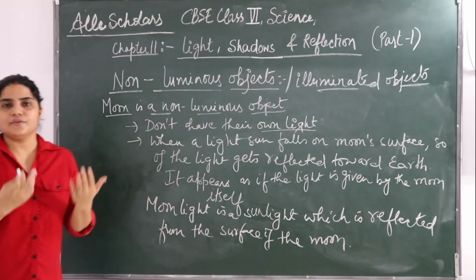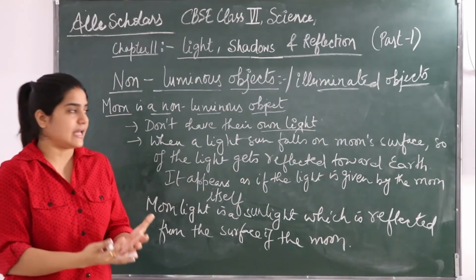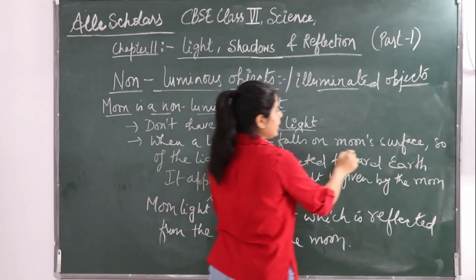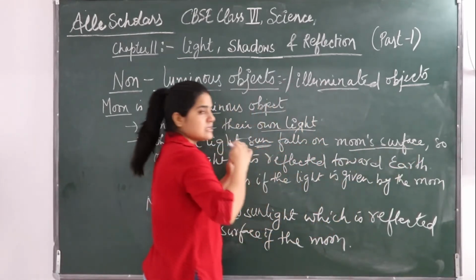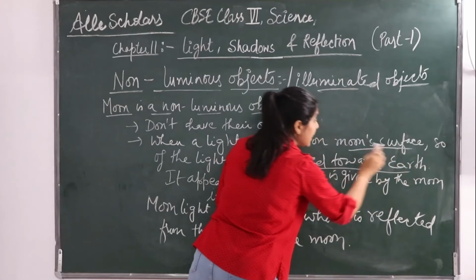Now the question is, if it does not have its own light, how does it appear to shine, how does it give light? So what happens is that when the light of the sun falls on the moon's surface, some of the light from its surface gets reflected towards earth.